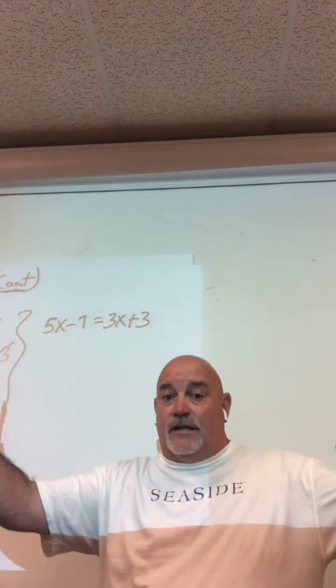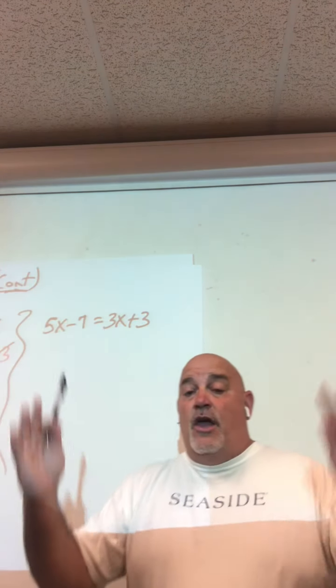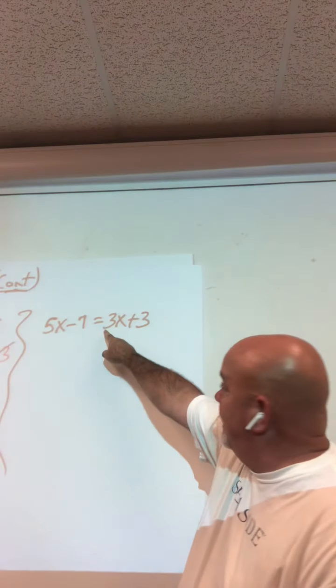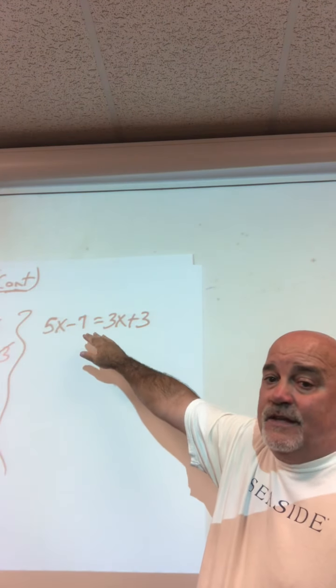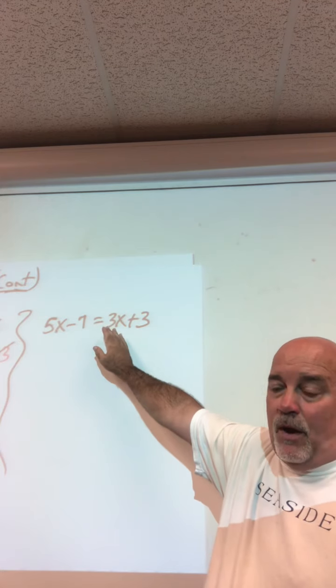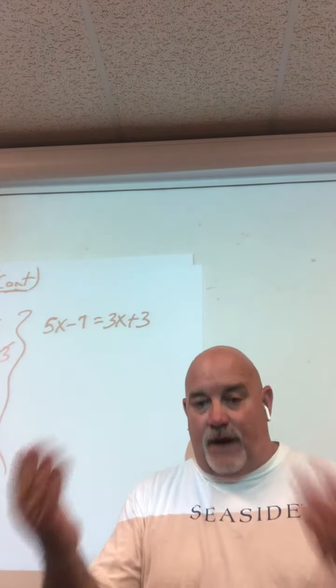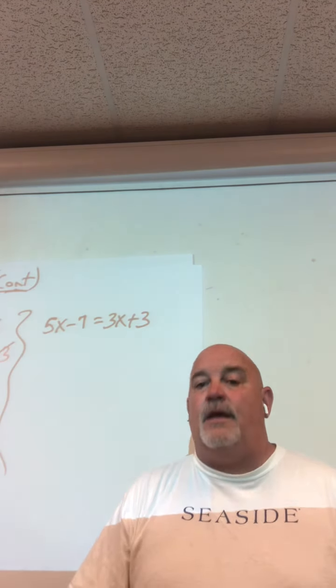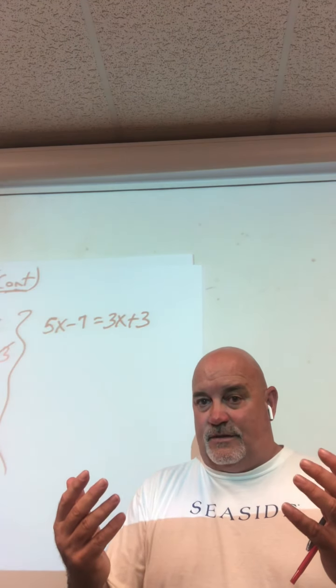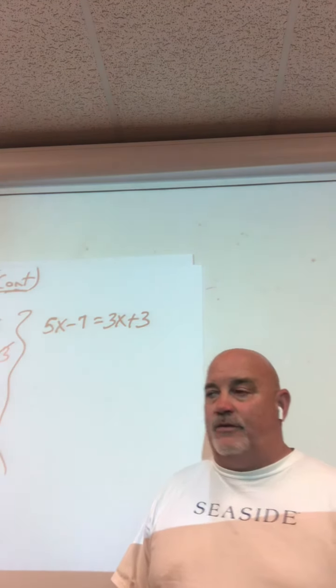I don't care if they're this long. I mean, they can be huge. And when you work them all the way down, they end up looking like this. This is what we call a two-step problem. A two-step problem is when you have a variable term on both sides and a number term on both sides. That's what a two-step problem is.